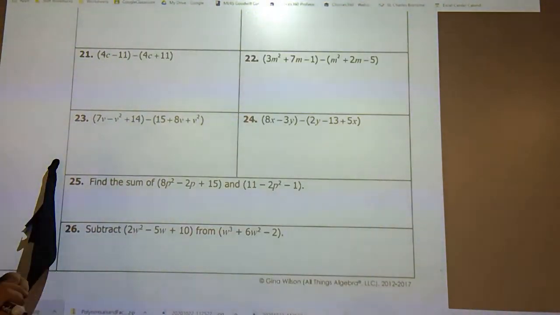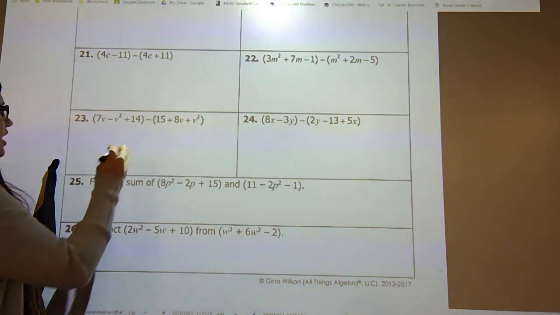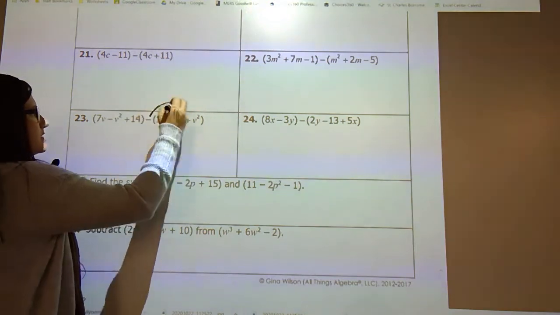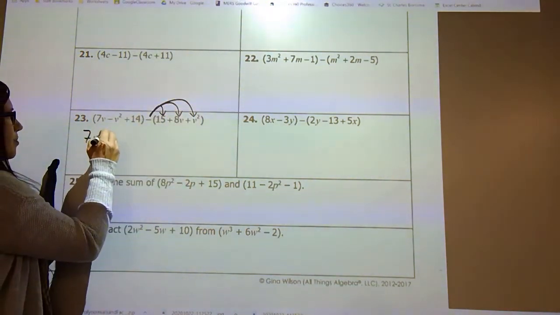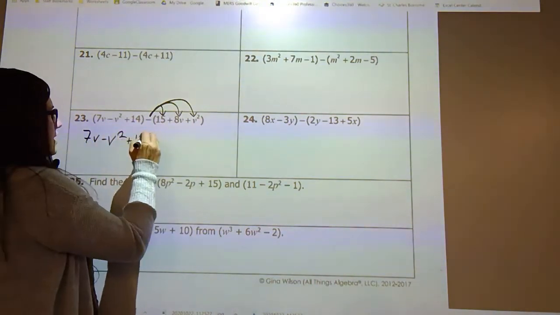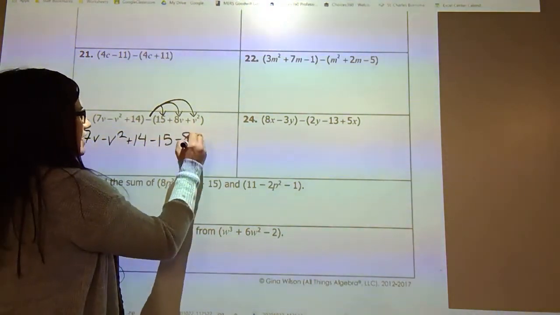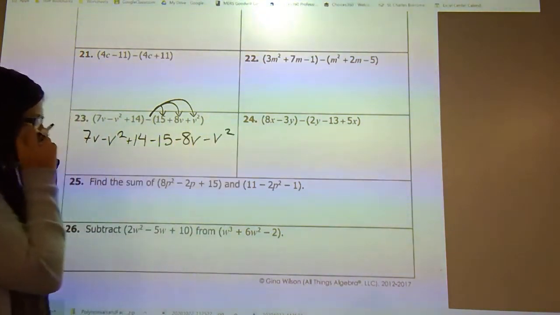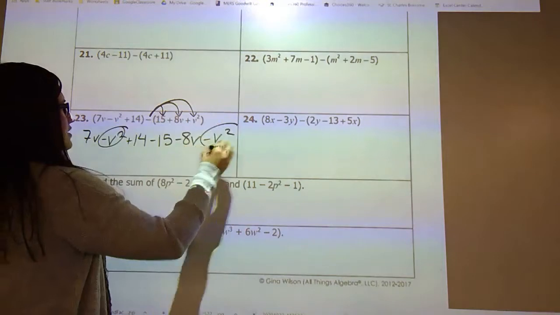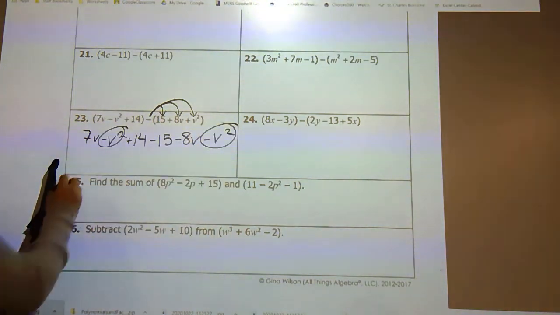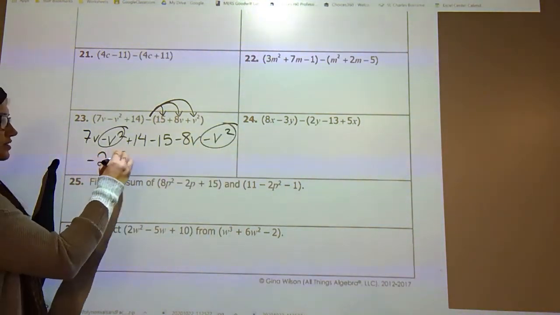All right, so number 23, we will be subtracting. So I want to make sure that I distribute that. And so I have 7b minus b squared plus 14 minus 15 minus 8b minus b squared. All right. So now I'm going to combine my like terms. I have a negative b squared and a negative b squared. That leaves me with negative 2b squareds.